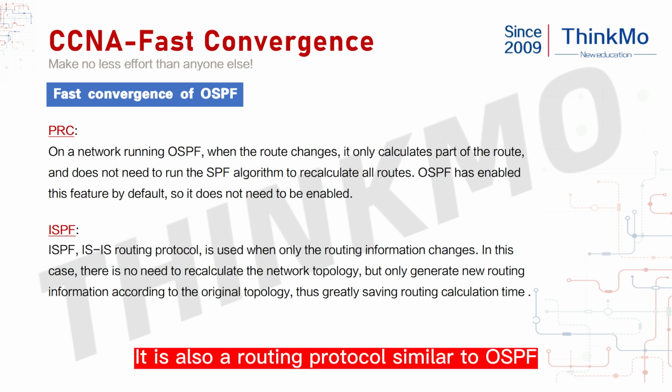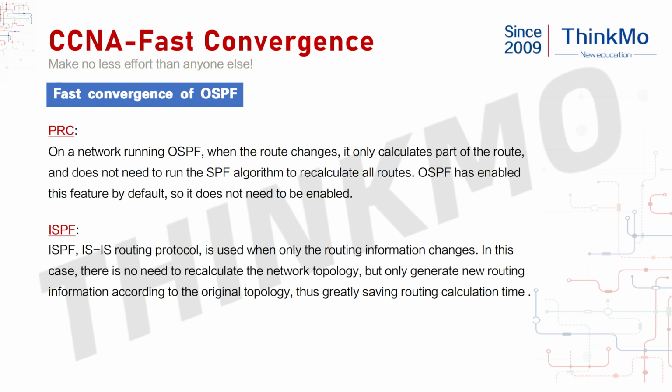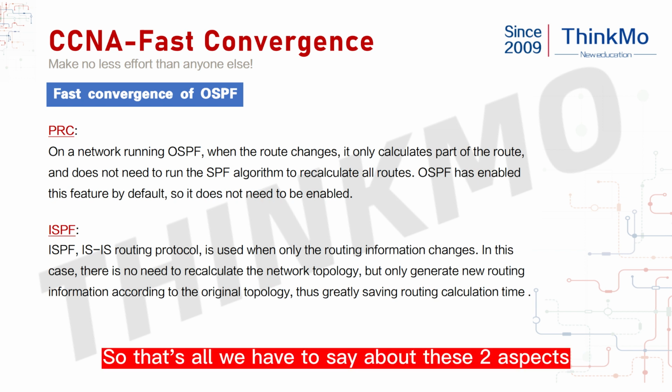It is also a routing protocol similar to OSPF. It's called Link State Routing Protocol. It's pretty much the same as PRC. What's the difference? PRC does not count nodes. ISPF computes nodes. What do I mean by nodes? It's a router. So that's all we have to say about these two aspects.